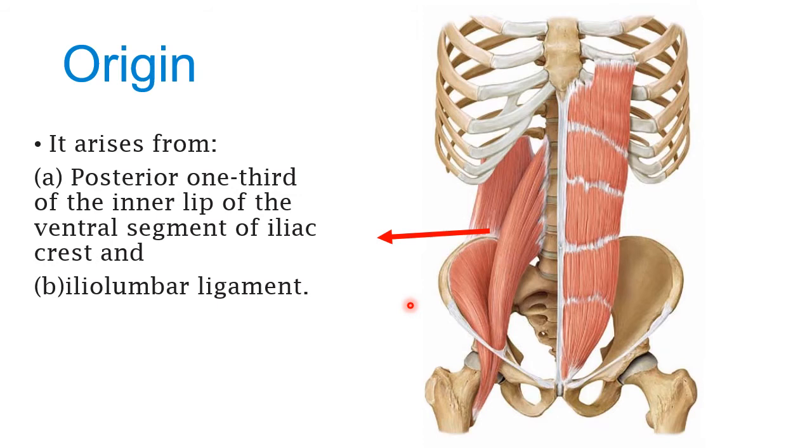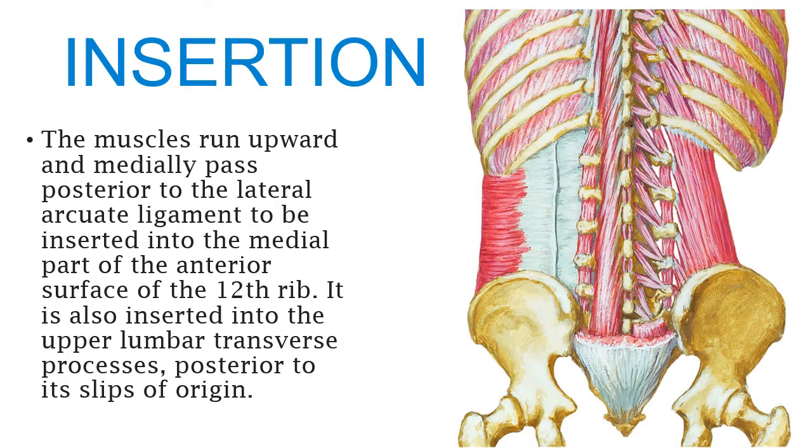So what is the origin of the Quadratus lumborum? It is arising from the posterior one-third of the inner lip of the iliac crest, and the iliolumbar ligament. The insertion: it is extending upwards and medially, then it is passing posterior to the lateral arcuate ligament, then it is inserted to the medial part of the anterior surface of the 12th rib. Okay, easily you can remember that.